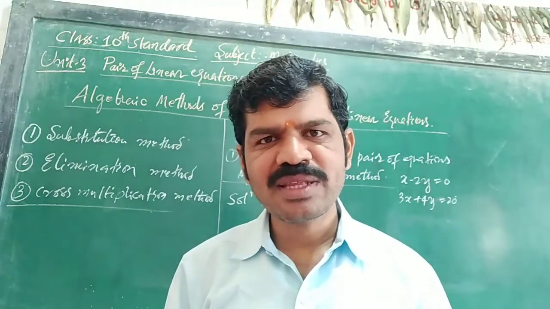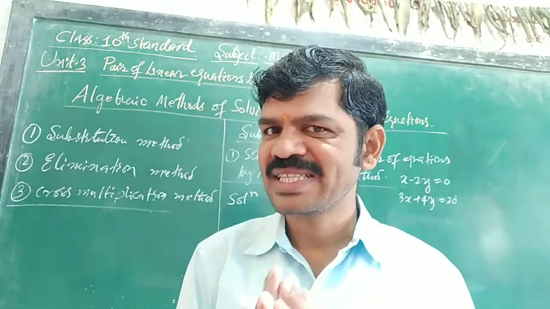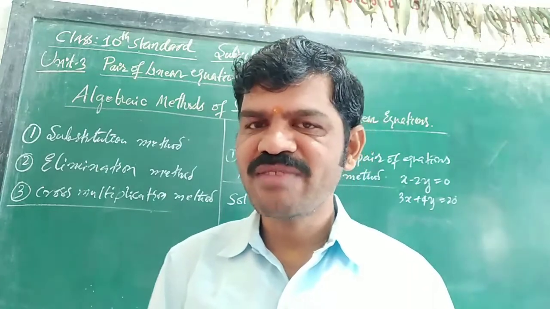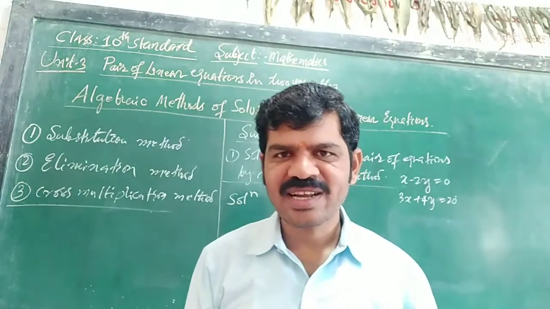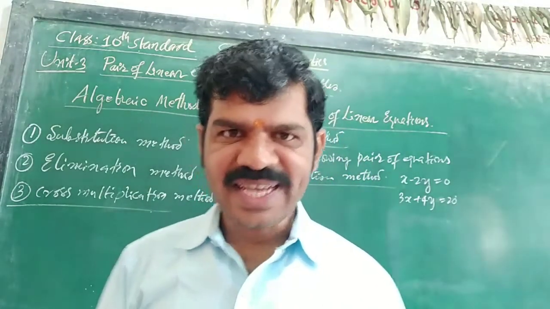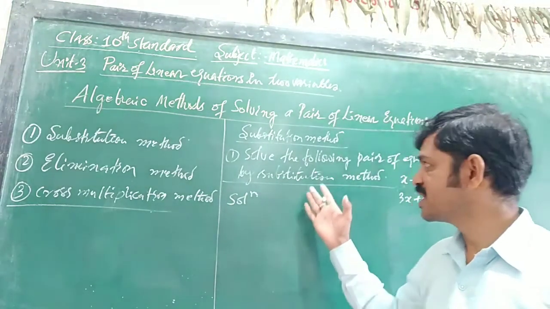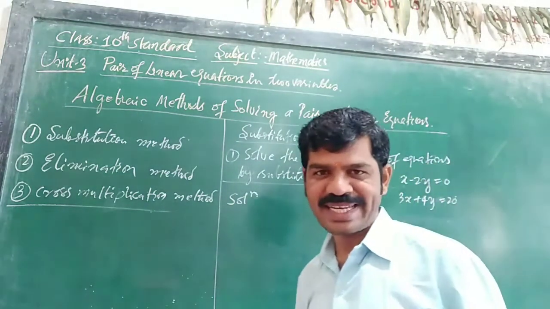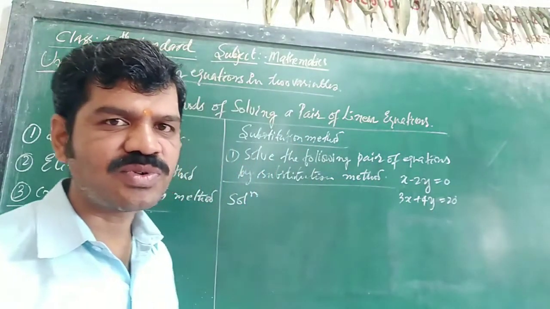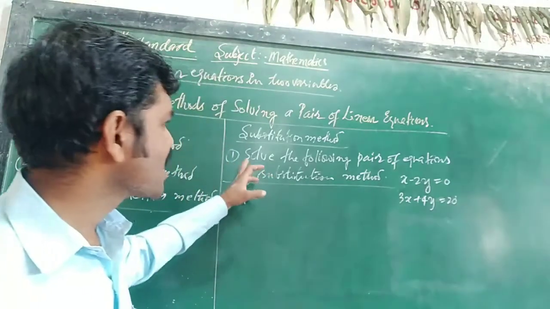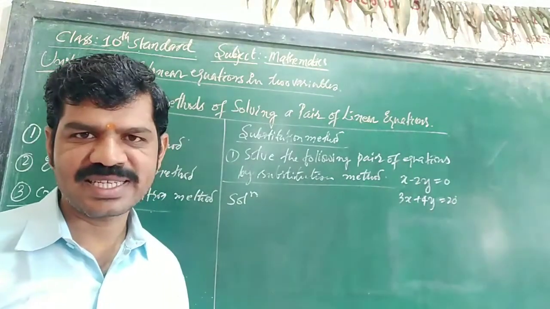In this algebraic method for pairs of linear equations, we are going to find the solution of the equations, the values of x and y. So you can see that there are 3 kinds of algebraic methods to find the values. Among those, I have taken one, that is the substitution method. So here we have a problem, let us solve it. By solving many problems, you will understand it very nicely. Solve the following pair of linear equations by substitution method.